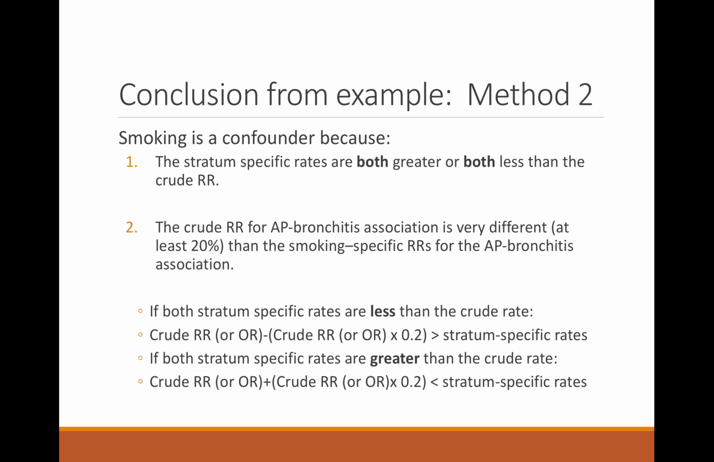So if both of our stratum-specific rates are less than the crude rate, then we would take 20% off of our crude relative risk, subtract it, and see if they're still both greater than the stratum-specific rates. If they're both greater than the crude rate, which we haven't seen in class, but if we did that, then we would take our crude relative risk and add that 20% and see if they're still less than both the stratum-specific rates.